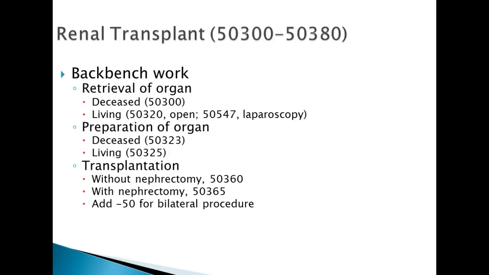Allotransplantation is a transplant between two people who are not related. Autotransplantation is transfer of tissue from one part of the person's body to another part of the person's body, also known as autograft or autotransplant. A surgeon may perform a renal autotransplant to reposition the kidney, which may be necessary when the kidney has been severely damaged from trauma or disease.